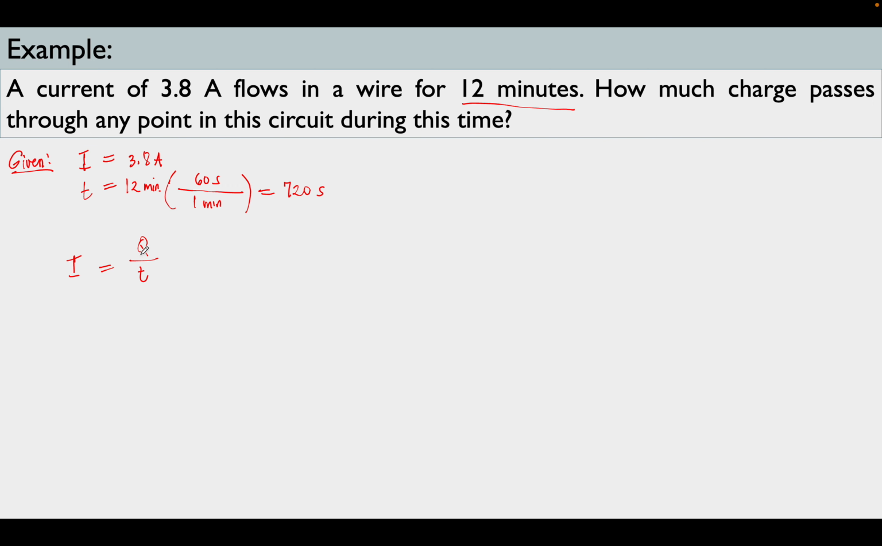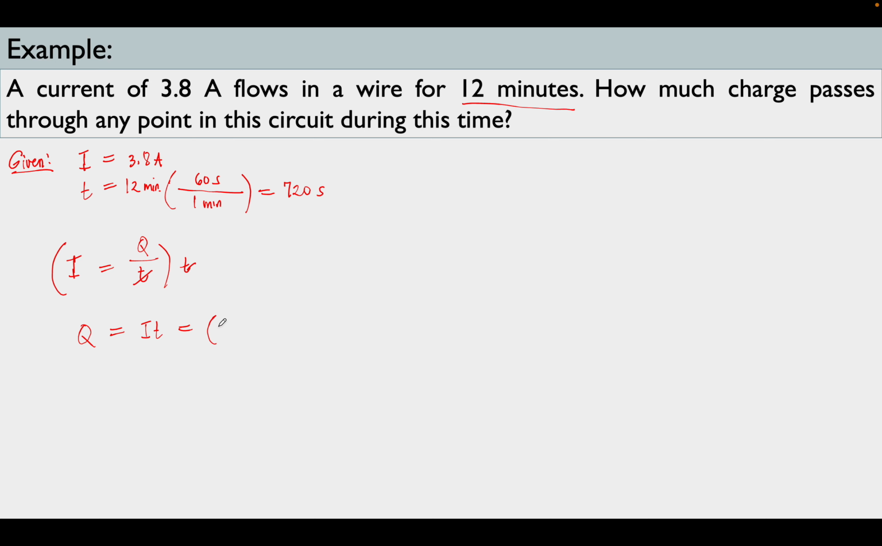But again, we are asked to solve for the charge. So our given is in terms of current and time. So we need to multiply both sides by time so that it will be cancelled out. So we have Q is equal to the current times the time. So we have the value of the current and we also have the value of the time, so we can solve for the Q or the charge.